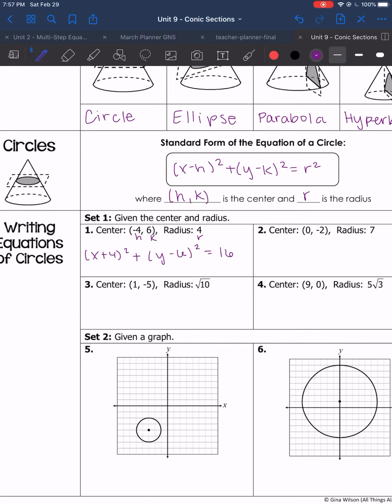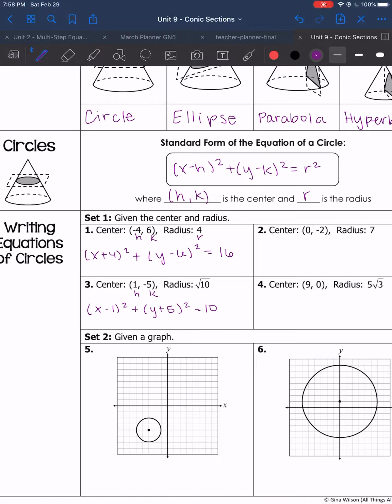And then the next one, (h, k). So it would be x, y. (x minus 1) squared plus (y plus 5) squared equals 10, because when you square, the square root goes away.